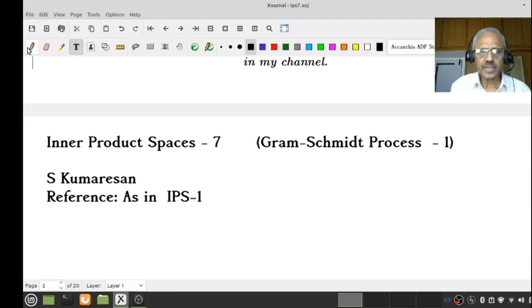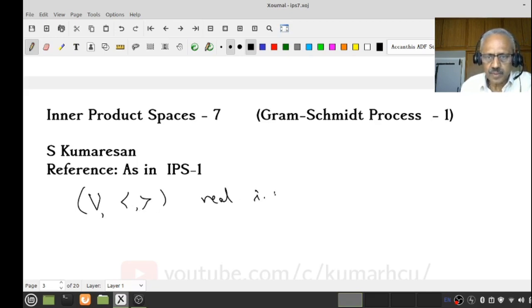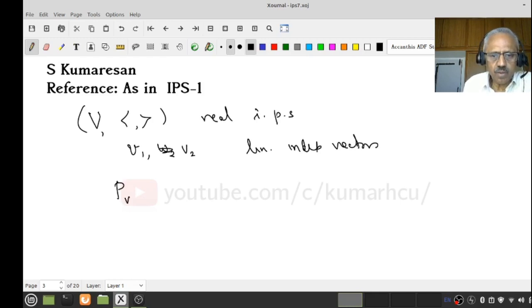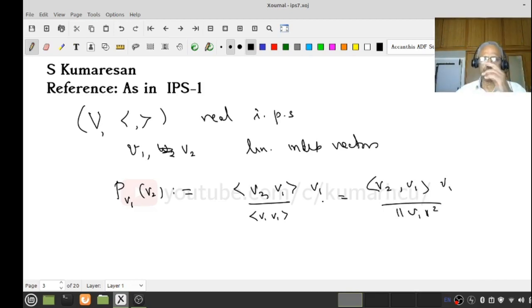So I will just recall quickly what we had already done. Suppose V is a real inner product space. Remember, in the last lecture we had complex, but don't worry, we will come to that. Suppose V1, V2 are two linearly independent vectors. Then what we did was, we had the orthogonal projection of V2 in the direction of V1. This was by definition inner product of V2, V1, and V1 divided by inner product of V1, V1, that is the same as inner product of V2, V1, times V1, by norm V1 squared. Therefore they are non-zero.